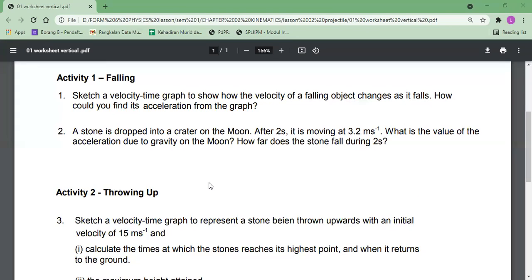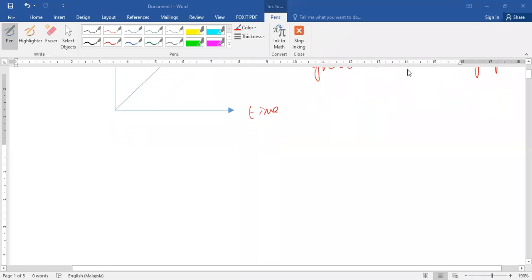Okay, so from here, what do we want to find? We want to find the acceleration. We want to find the distance. In this situation, we use the motion graph. It's easier for us to solve it. Okay, for question number 2, same thing, we draw the x and y axis.